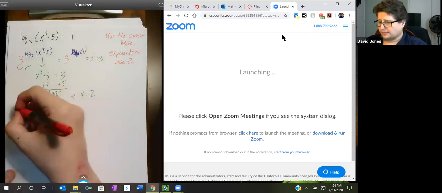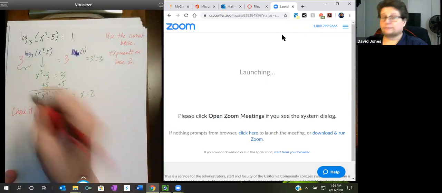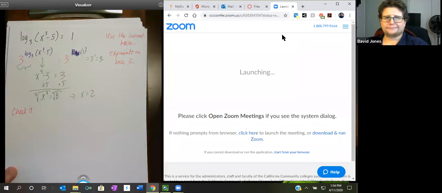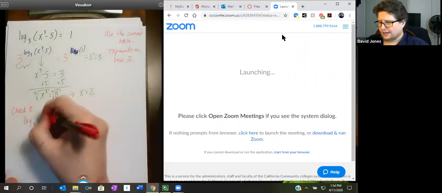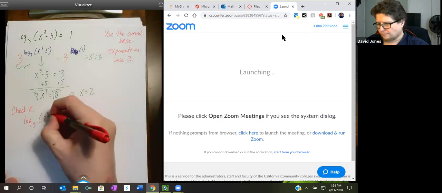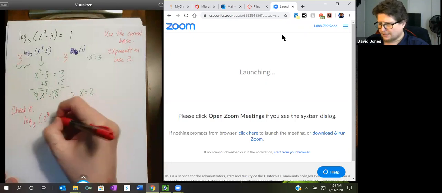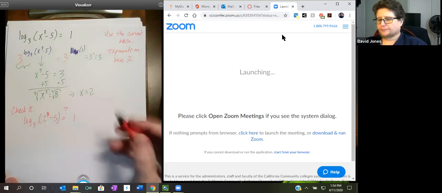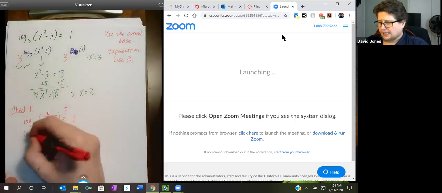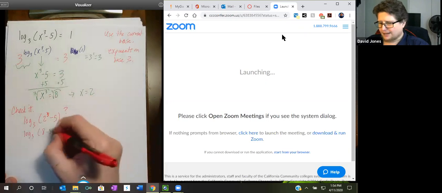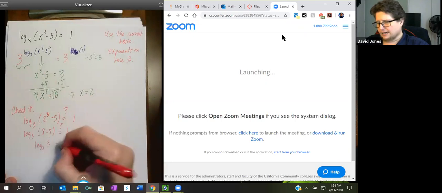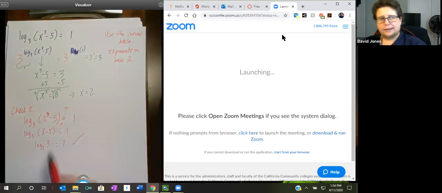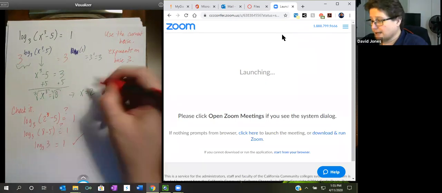Check it. Log base 3 of 2 cubed minus 5, does that equal 1? Log base 3 of 8 minus 5, does that equal 1? Log base 3 of 3, yes, that's the property where the base matches the argument. It works. So x equals 2 is a valid solution.